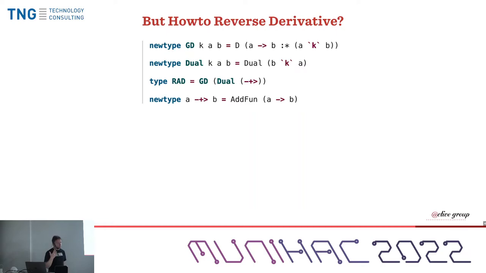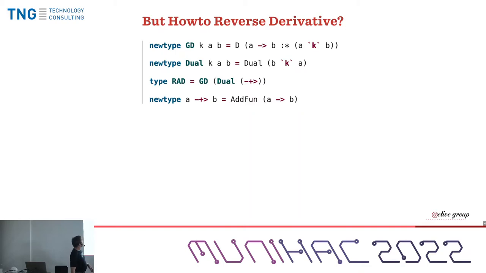So maybe at the back of your mind, it was like, yeah, Mike explained how to do the forward derivative, the derivative that we learned about in school, but in the beginning I mentioned that you really need a backward derivative, the reverse derivative that you have there. So at the top, you see the definition of the forward derivative, and you can see that it's abstracted over the underlying category, right? So there's a k parameter there.